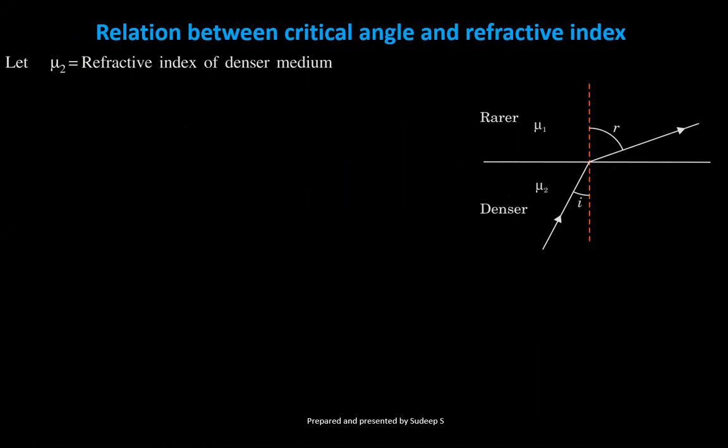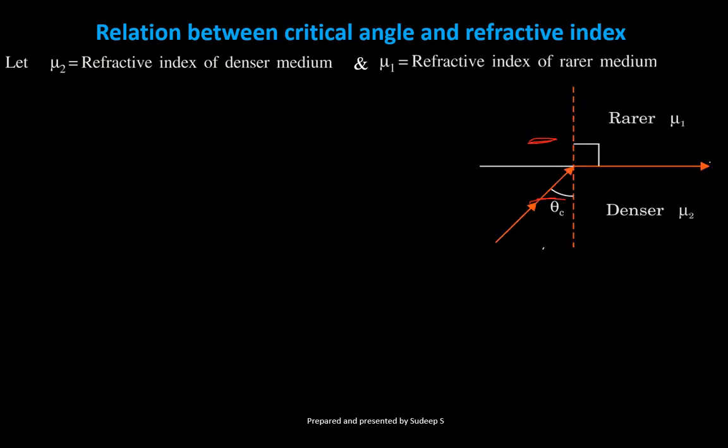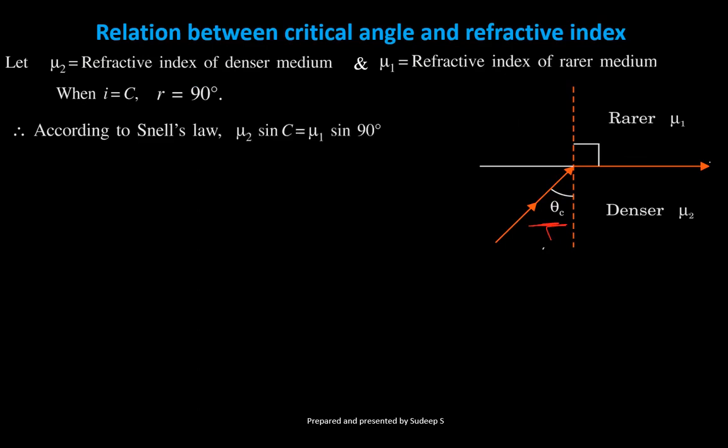So here we have taken an example. Let μ2 be the refractive index of the denser medium and μ1 be the refractive index of the rarer medium. Okay, so when I is equal to C, when the angle of incidence is equal to the critical angle, in that case my angle of refraction will be 90 degrees. So here we will apply Snell's law, which is mu2 sin C equals mu1 sin 90.